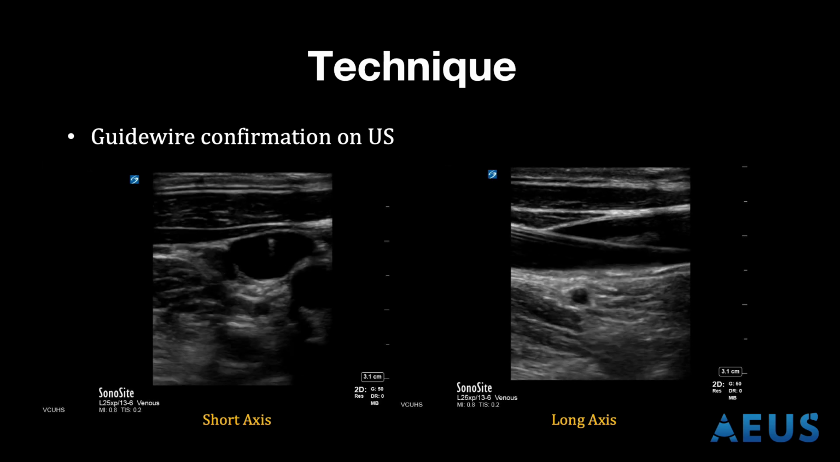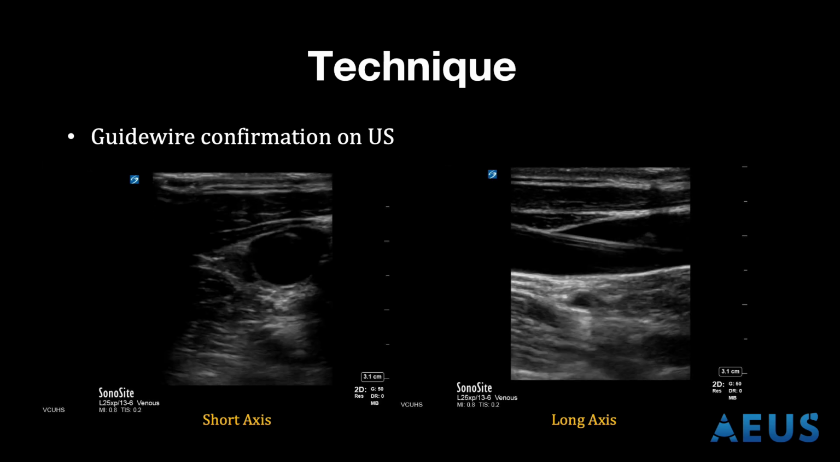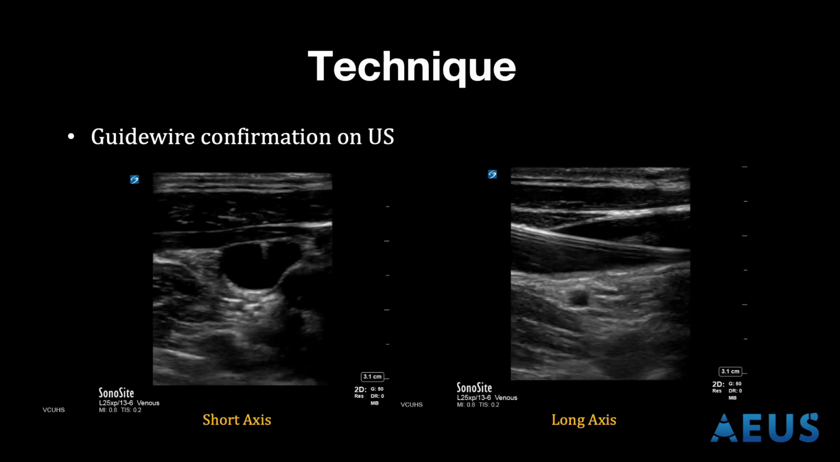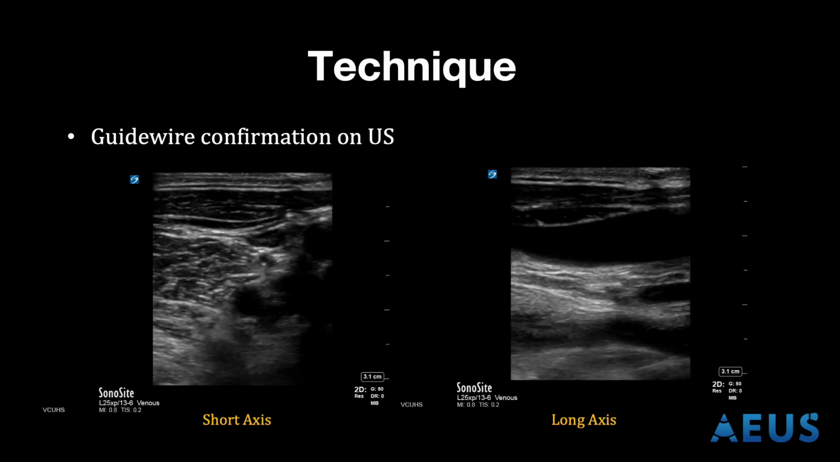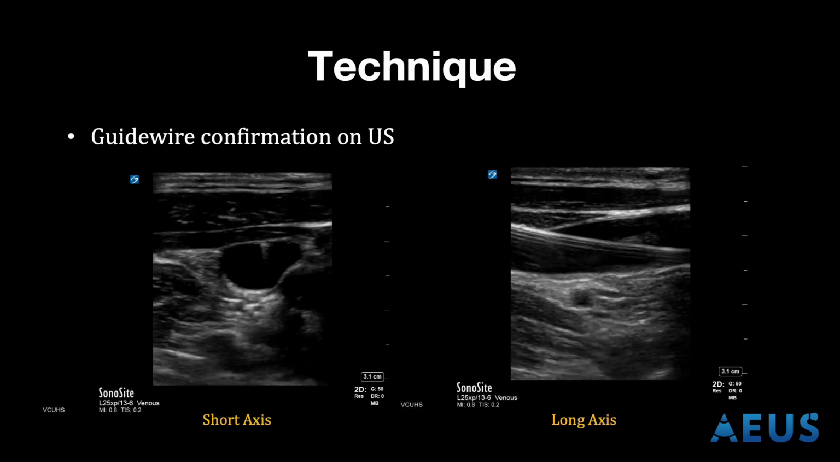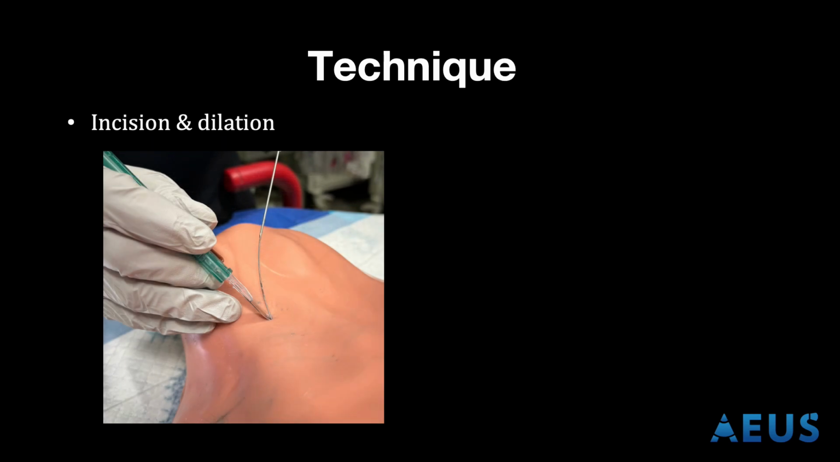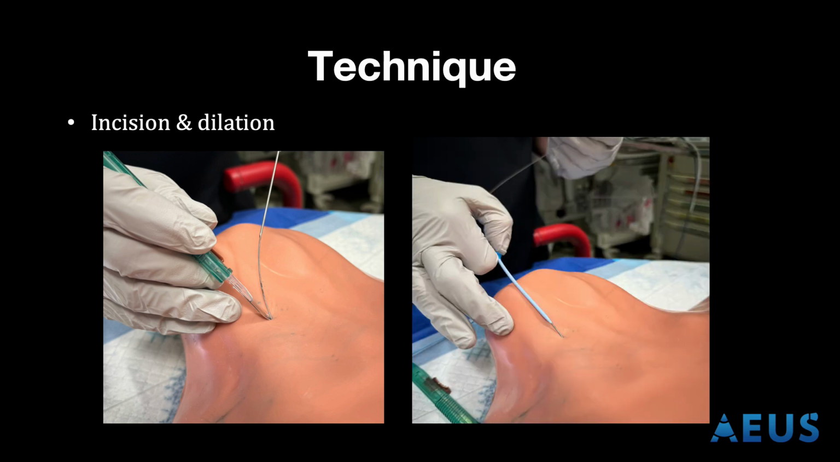At this point in time, part of the confirmation procedure involves ensuring that your guide wire is in the vein and not the soft tissue or artery before the dilation step and before the placement of your catheter. Once you have confirmed venous placement of your guide wire, you can move to the incision and dilation step. For the incision, you should use an 11 blade angled downward to make a small incision adjacent to the guide wire, enlarging the opening through the skin for the dilator to pass.